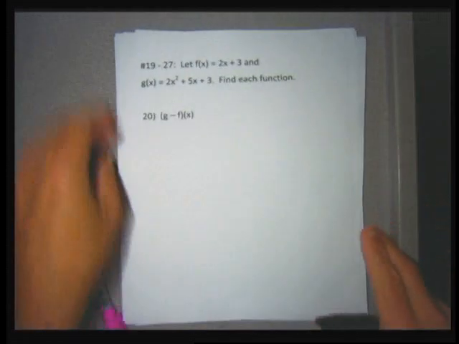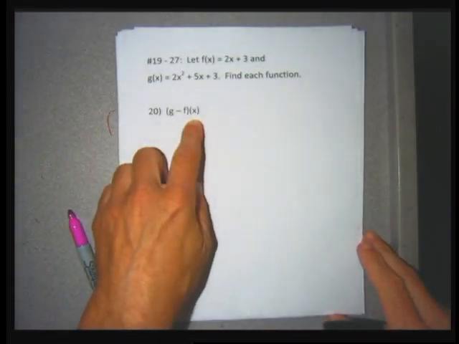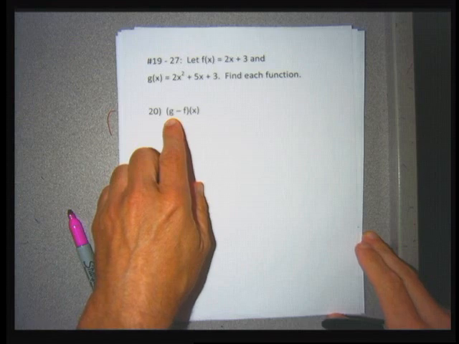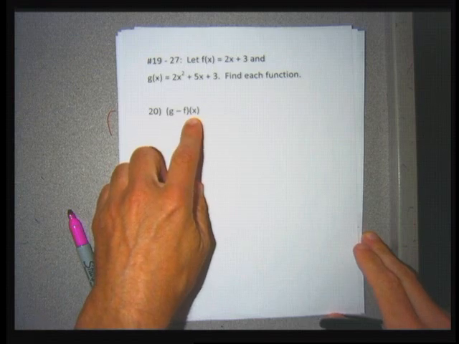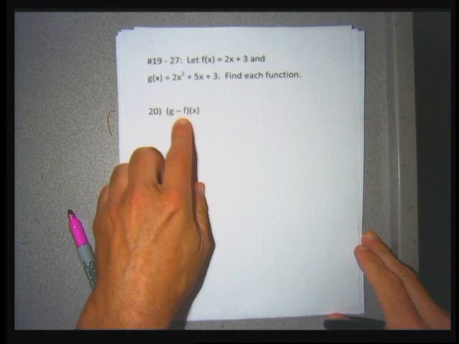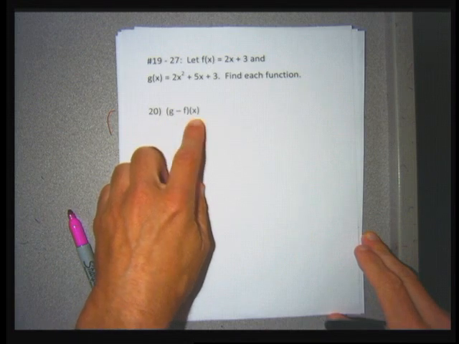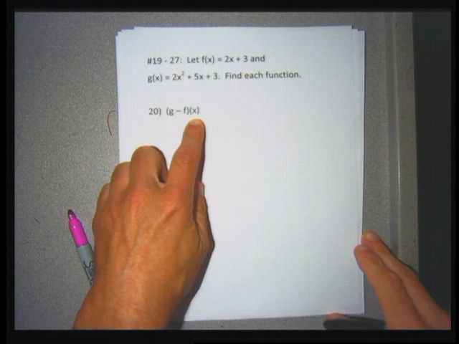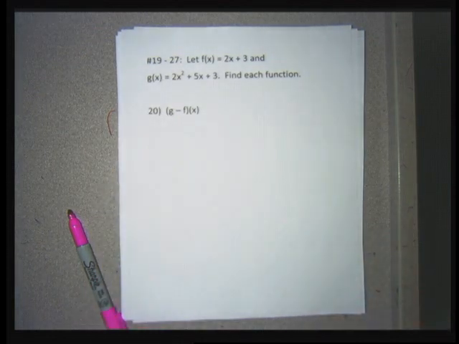Problem 20 wants me to subtract the two functions and leave the letter x. So the instructions that say find g minus f of x just means to subtract the right side of the g function minus the right side of the f function and leave the letter x. This x in parentheses looks like it means to multiply by x.